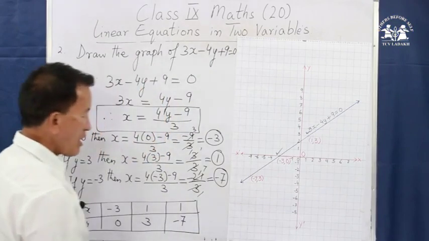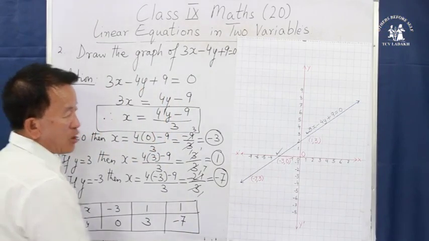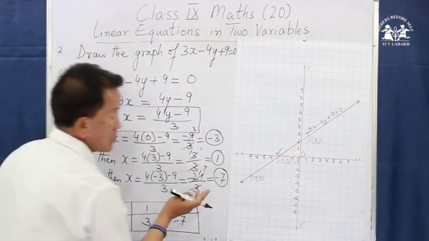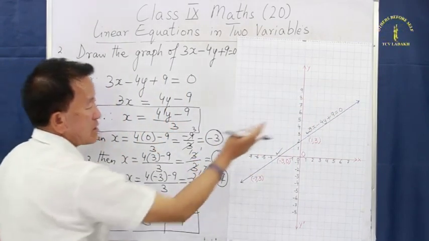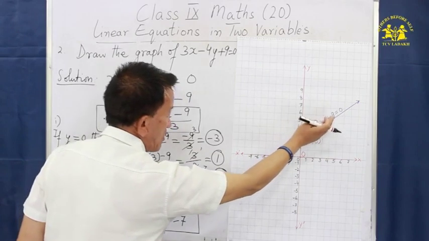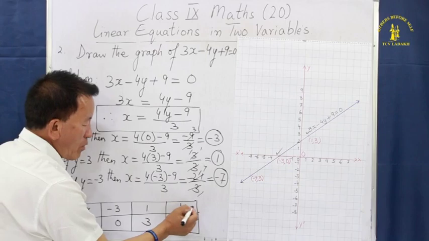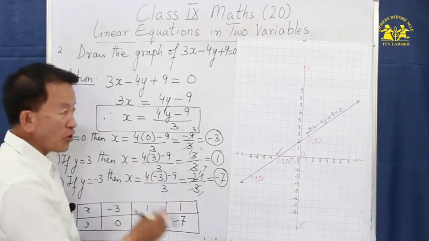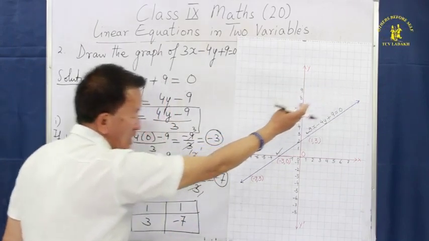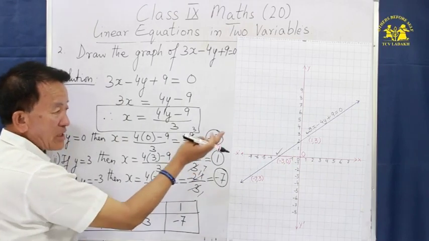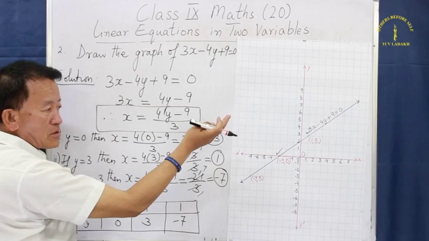Now why we have taken the third point is that through 2 points we can draw a line exactly. So this line represents the equation 3x minus 4y plus 9 is equal to 0. Now the third coordinate will ensure whether we have drawn correctly, or we have calculated the right coordinates or not.